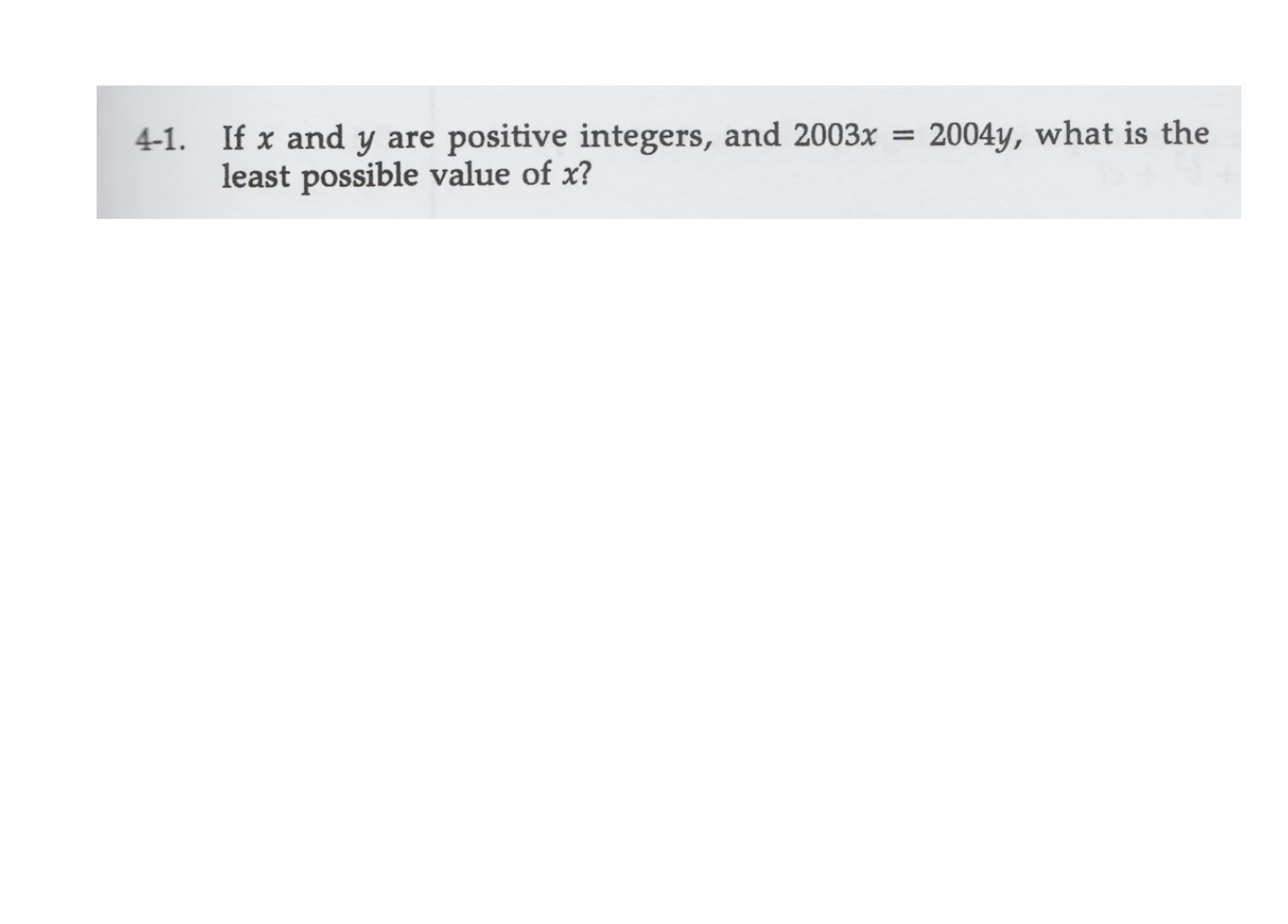If x and y are positive integers and 2003x is equal to 2004y, what is the least possible value of x? Well, 2003x equals 2004y, so we can isolate for x, I guess. The least possible value of x. Both of them are integers, so we have to somehow see if we can isolate for one. Let's say isolate for y.